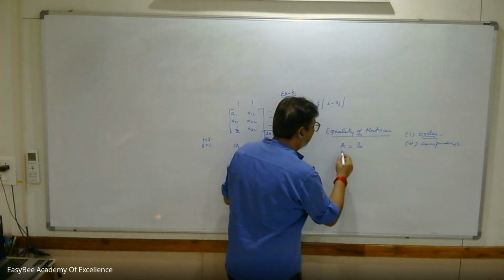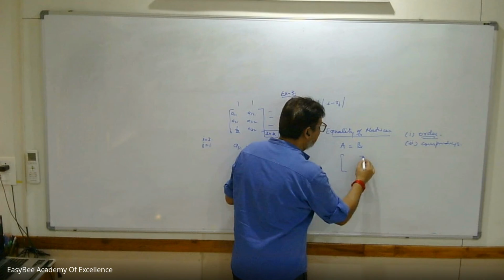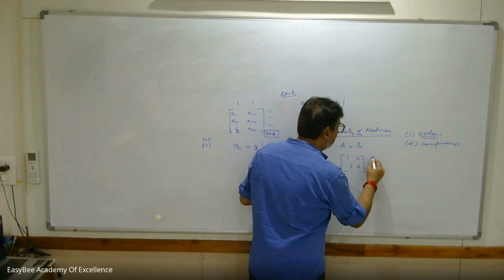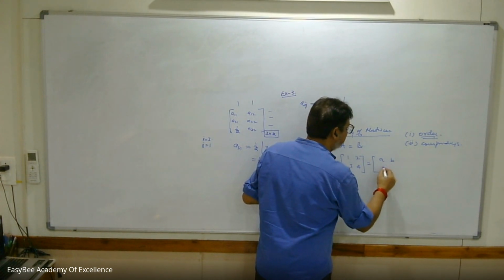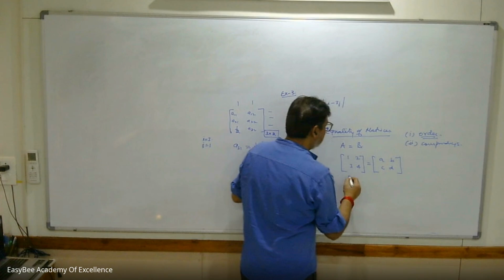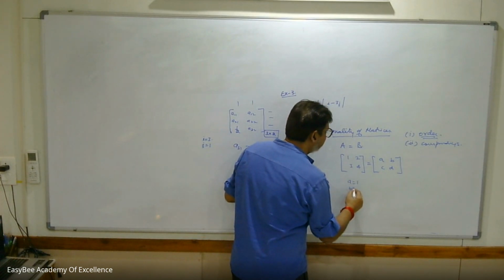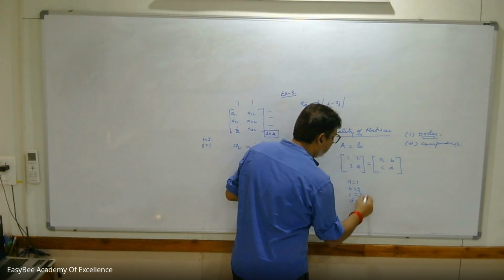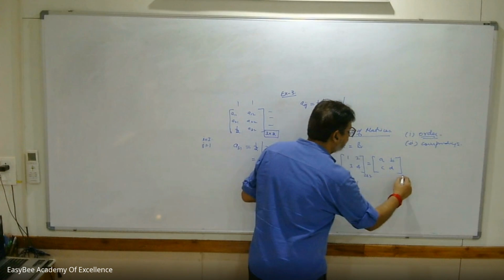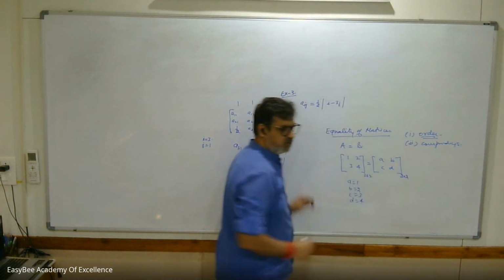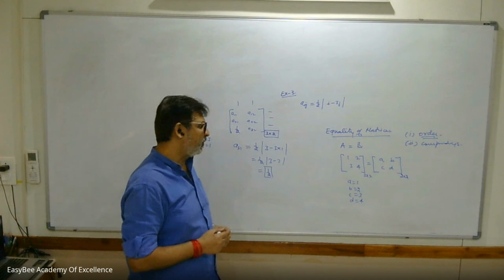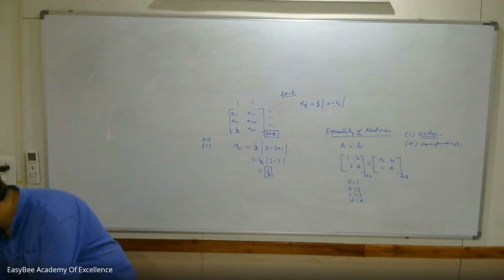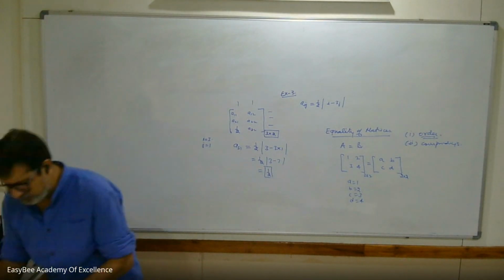For example, if I say A is equal to B, and in A we have 1, 2, 3, 4, which is equal to another matrix which is a, b, c, d. What does it mean? a is equal to 1, b is equal to 2, c is equal to 3, and d is equal to 4. The order of both the matrices is 2 by 2. Is it clear? So this is how we decide upon the equality of matrices. Is this clear? Now you can do these examples.